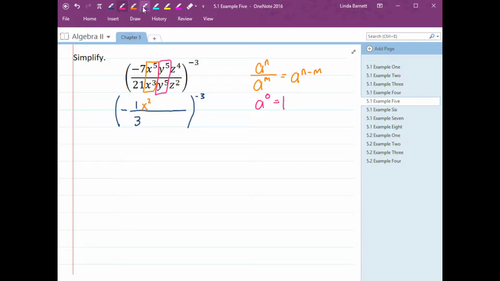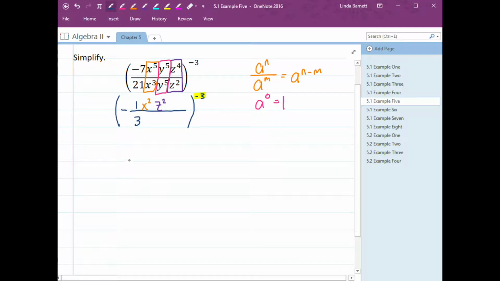And then we deal with our z's. Z to the power of 4 divided by z to the power of 2 is going to be 4 minus 2, which is going to be z squared. So this is what's on the inside of my fraction. And now I'm going to distribute this negative 3 to each component inside of the fractions.